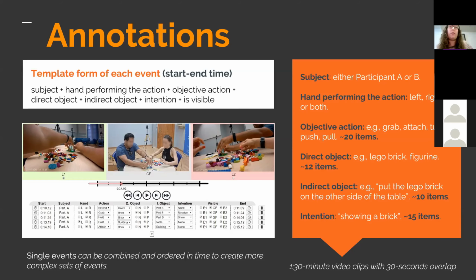Here we can see a draft of the tool that the workers will see. And the good thing is that these single events could be later combined and ordered in time to create more complex sets of events to be able to analyze interaction in a proper way. We acknowledge that annotating start and end times is challenging, and also is the intention. So we will include some mechanisms to handle data ambiguity and data quality.